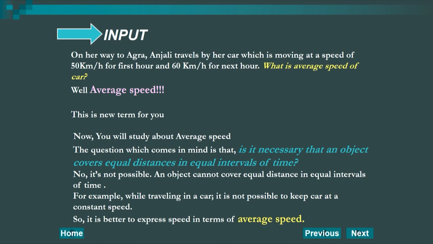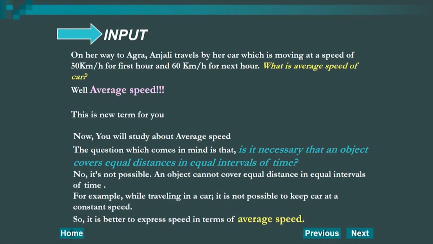Well, average speed? This is a new term for you. Now you will study about average speed. The question which comes to mind is, is it necessary that an object covers equal distances in equal intervals of time? No, it is not possible. An object cannot cover equal distance in equal intervals of time. For example, while traveling in a car, it is not possible to keep the car at a constant speed. So it is better to express speed in terms of average speed. So you see that the matter is presented in interactive tone. Now we move to next screen.